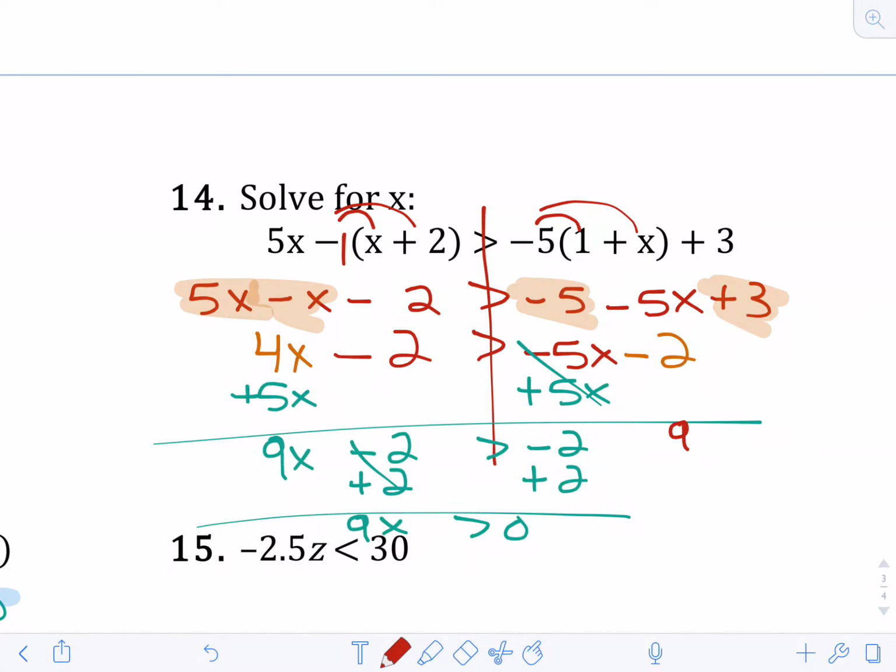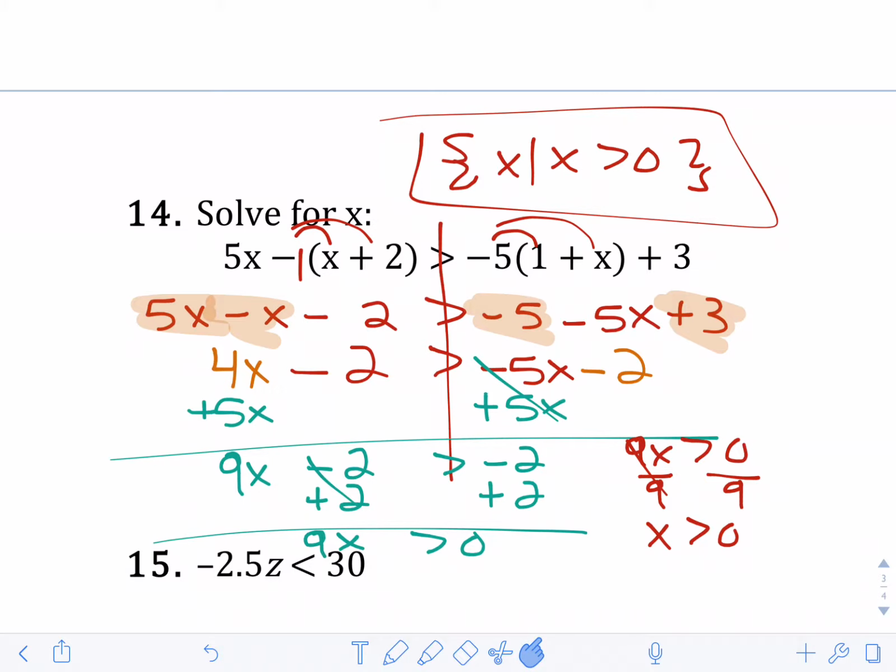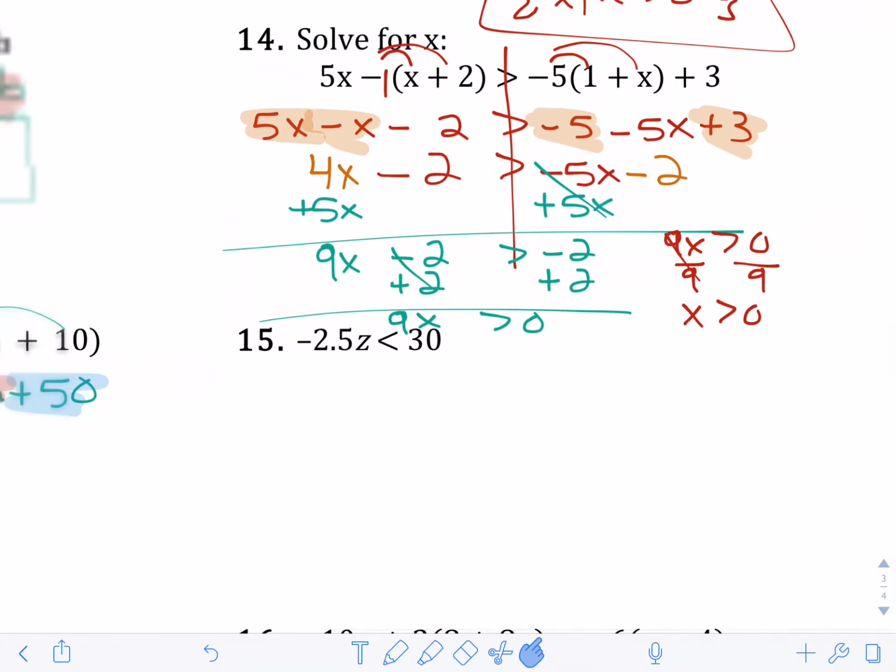We have 9x is greater than 0. I'm going to divide both sides by 9. So x will just be greater than 0. So my answer here, the way you write it, and I'll write it up here, fancy little bracket, x, such that x is greater than 0, fancy little bracket. And you only have to write your answers that way for inequalities.